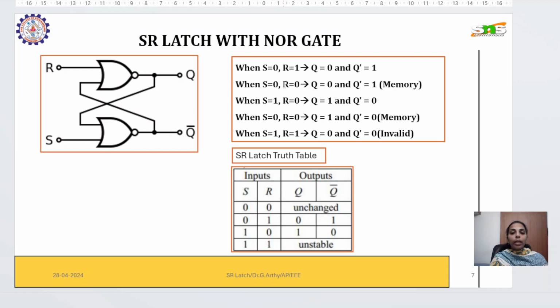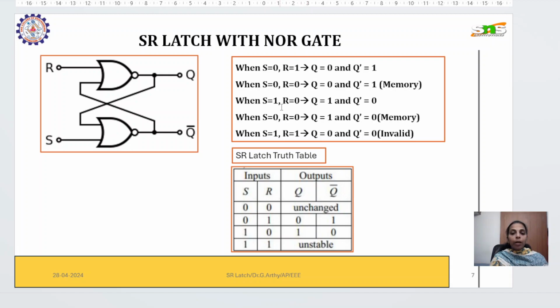So see, when the inputs are given as 0, 0, it maintains the previous state. So no change. This state, when S is equal to 0 and R is equal to 0 for an SR latch, we call that state as a memory state or no change state, where the previous state will be retained.